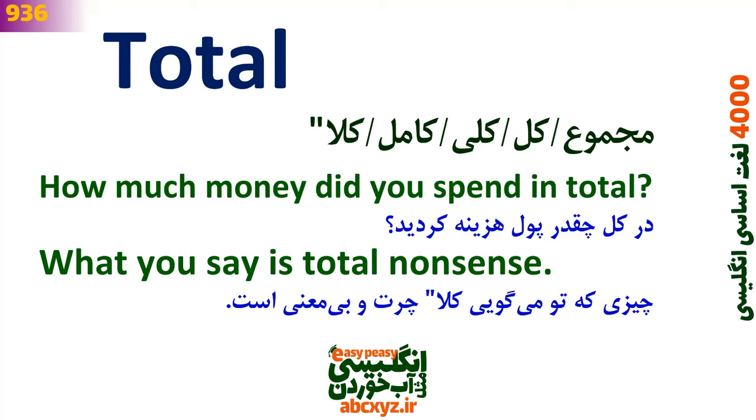What you say is total nonsense. What you say، آن چیزی که شما میگی. در اینجا what به معنی آن چیزی. What you say، آن چیزی که شما میگی، is total nonsense. Nonsense یعنی چرت و بی‌معنی. Total، کلی یا کلن. Total nonsense یعنی کلن چرت و بیمعنی. What you say is total nonsense. چیزی که تو میگویی کلن چرت و بیمعنی است. What you say is total nonsense.